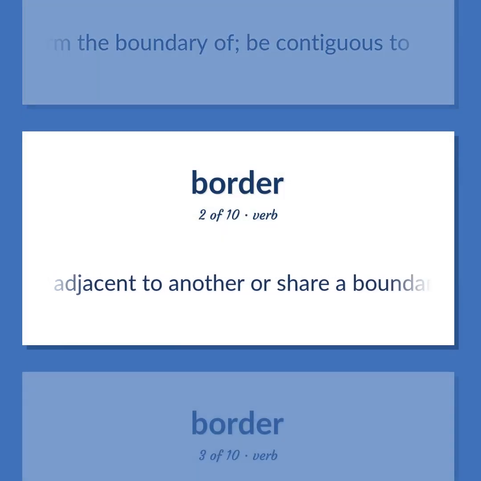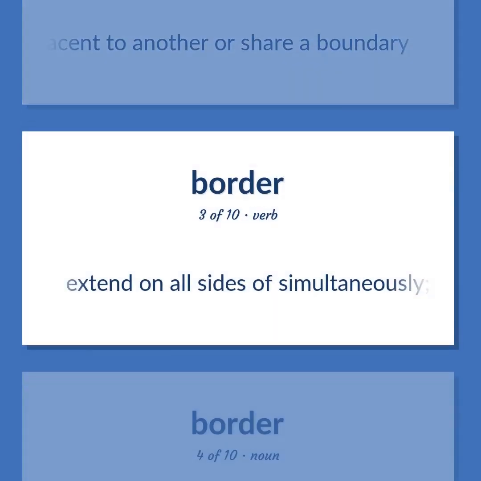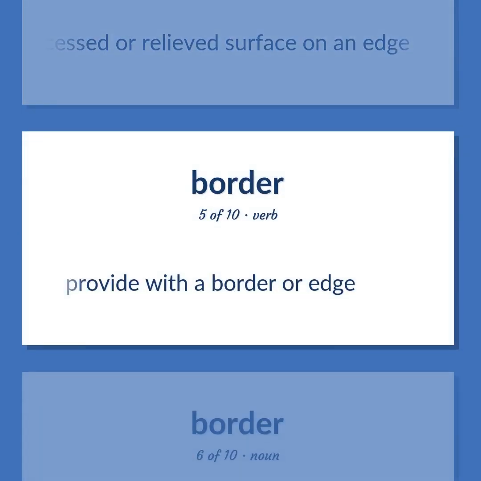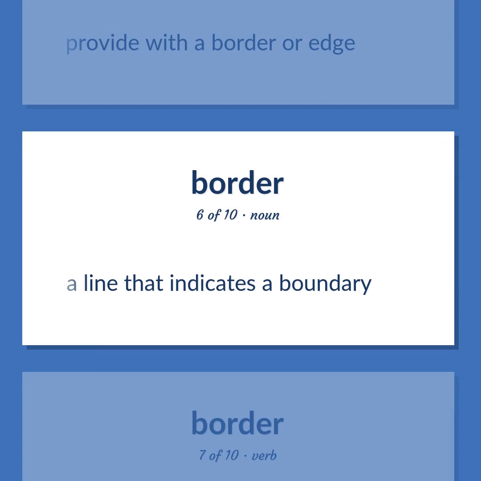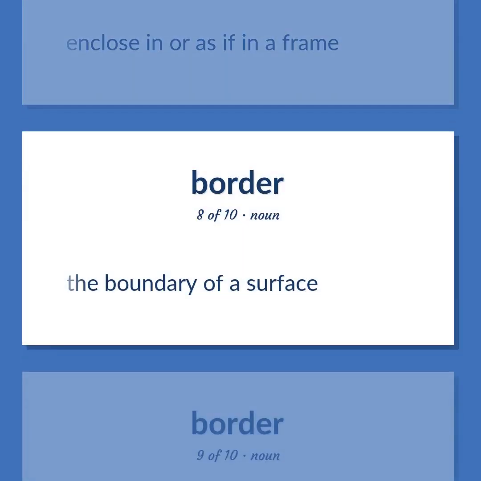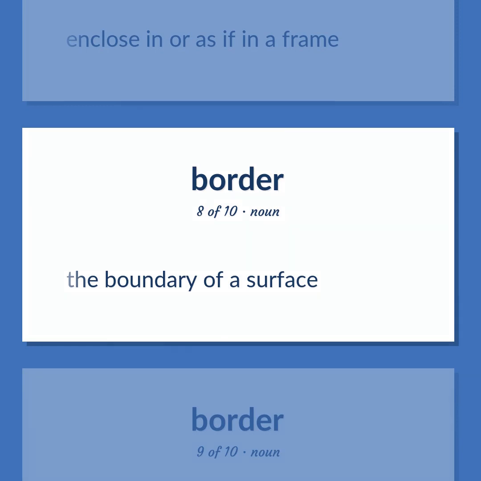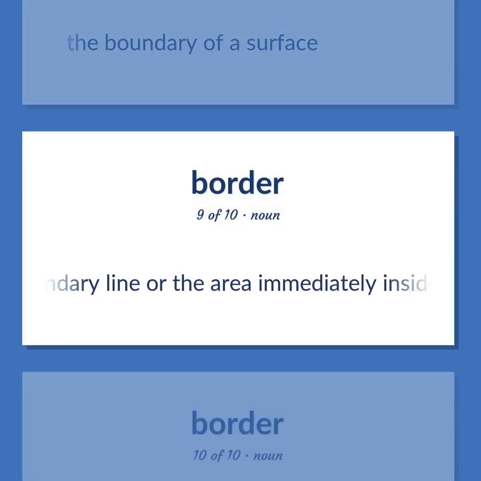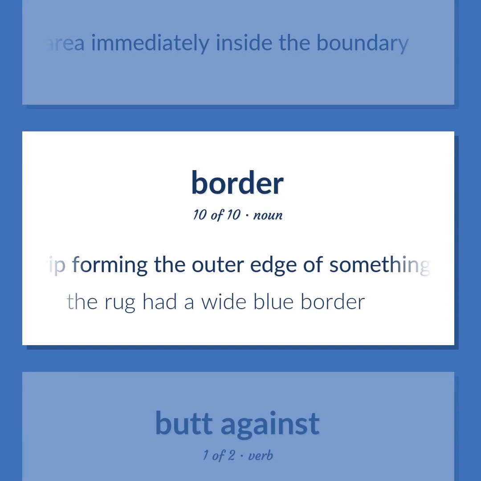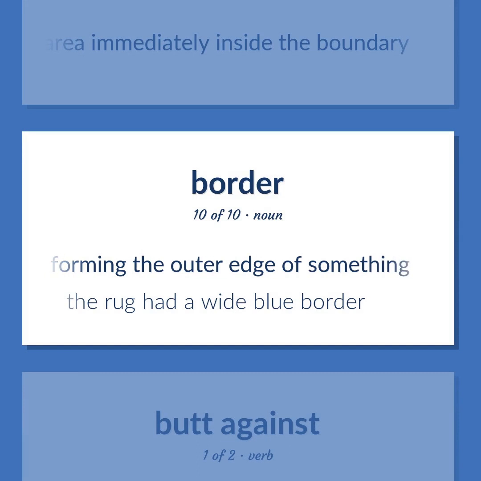Lie adjacent to another or share a boundary. Extend on all sides of simultaneously, encircle. A decorative recessed or relieved surface on an edge. Provide with a border or edge. A line that indicates a boundary. Enclose in or as if in a frame. The boundary of a surface. The boundary line or the area immediately inside the boundary. A strip forming the outer edge of something. The rug had a wide blue border.